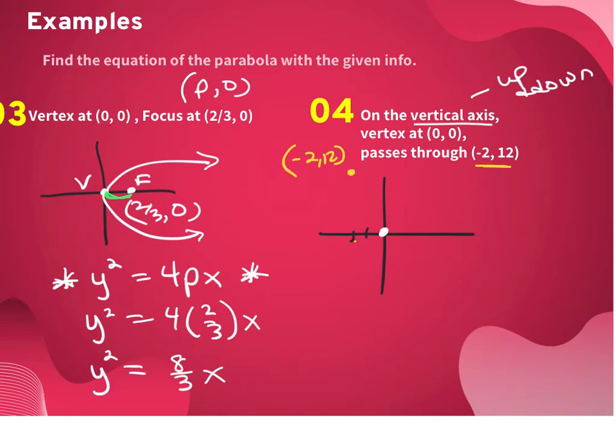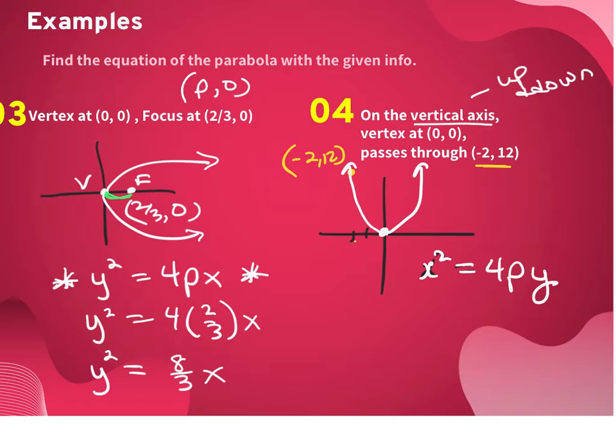Just so I know how to connect my vertex to that point, I'm looking at the words vertical axis. This is how I know that my graph is going to open up like this versus going like the letter C. It's the up and down graph, because I see the word vertical axis is my axis of symmetry. So the equation I'm using is going to be x squared equals 4py.